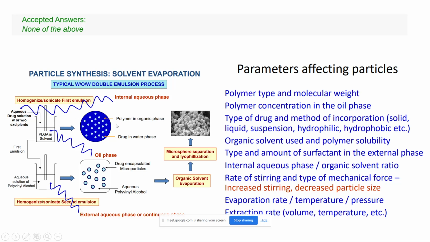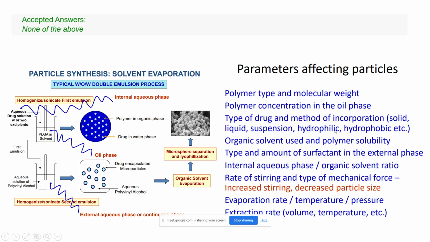And then when we homogenize this solution, this will lead to polymer in organic phase and drug in water phase forming small micelles. And then again we pour them into an aqueous solution of PVA. So this will lead to a double coating of these particles. So inside there will be an aqueous layer followed by organic polymer layer followed by water layer. So the drug encapsulated microparticles will be something like this.